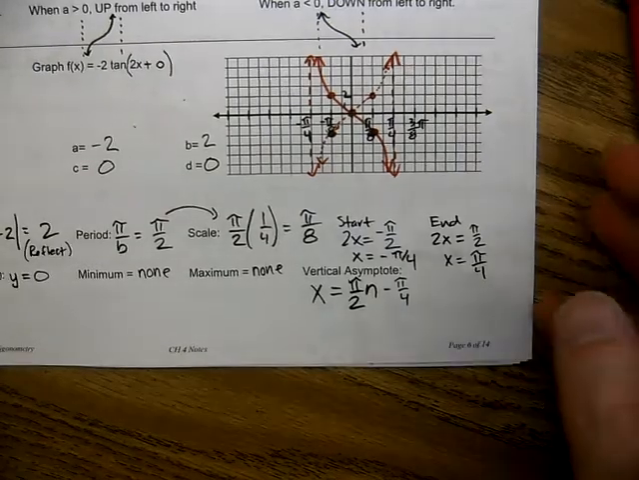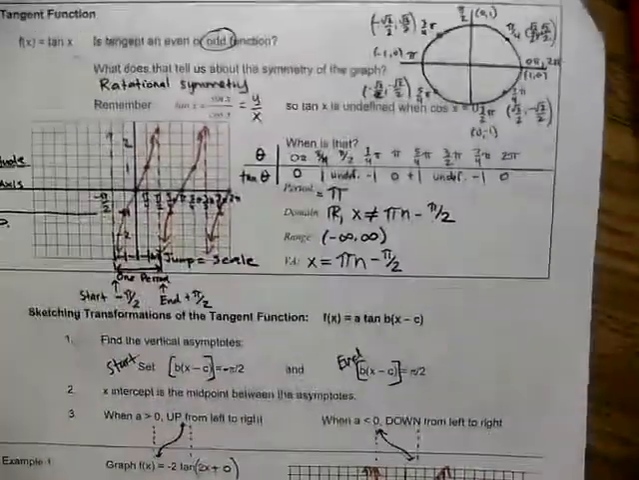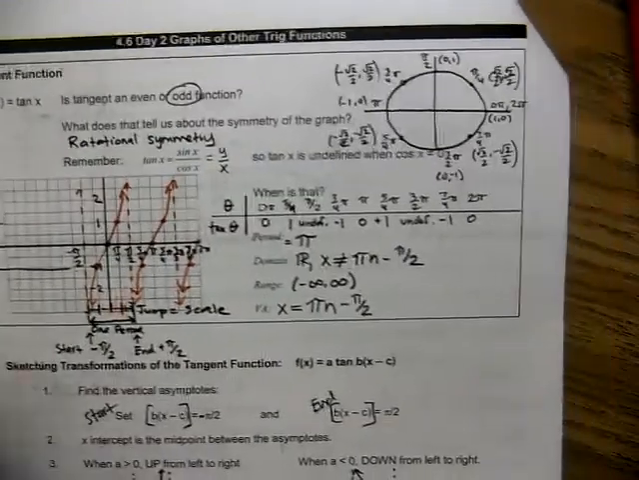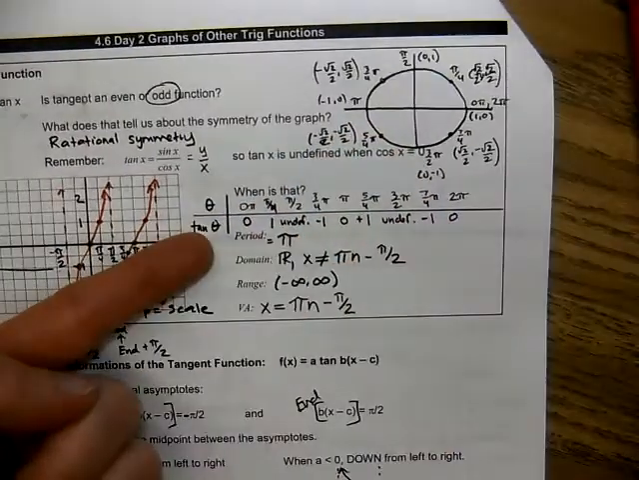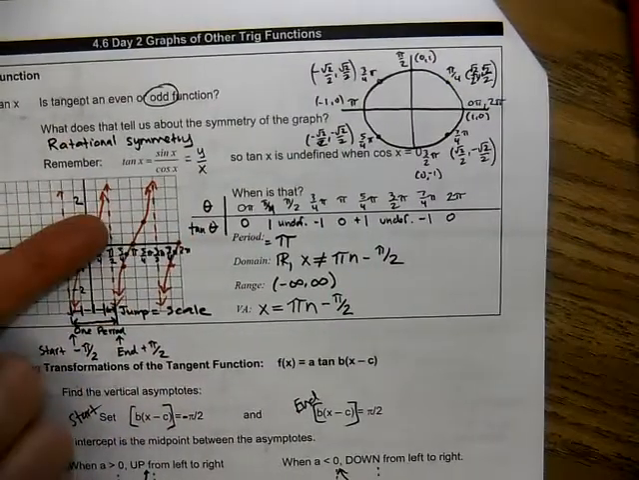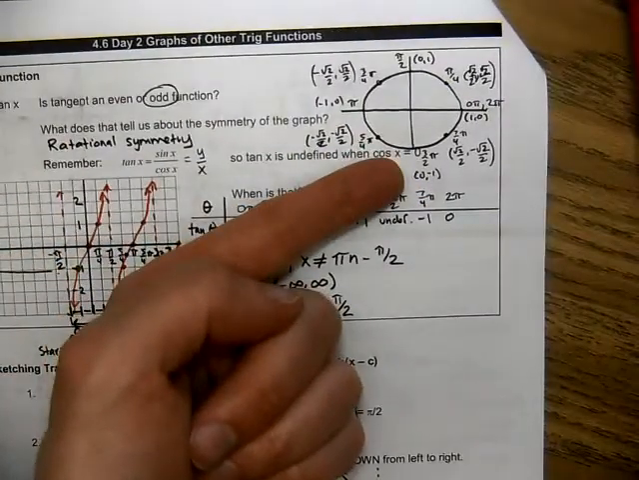Okay, so now let's go to the cotangent. It's going to look very similar to what we're doing here. We're going to use this unit circle again because we're going to come up with another table of values to help us plot those critical points. So if you need to refer back to this, you can.